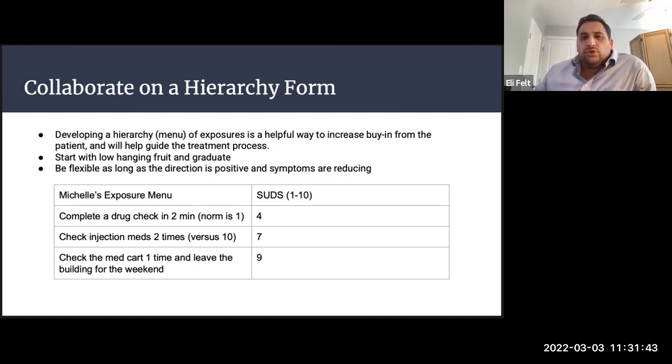But session two, pending that we got all the other stuff done, we'll start working on this thing called a hierarchy form. And I explain it like it's a menu, like on a Chinese restaurant, right? You have a bunch of different things. I'll take a 3, a 5, and a 7. And those are going to be the exposures for the week. This is going to be very collaborative, working with the patient, saying like, okay, what would be something that we can work on? Let's put it on the board. Even if it's really hard, you're not doing it now, that's okay. Let's just get some things on the board.